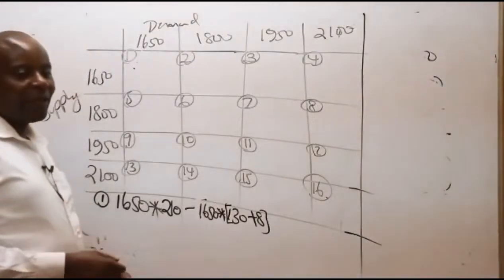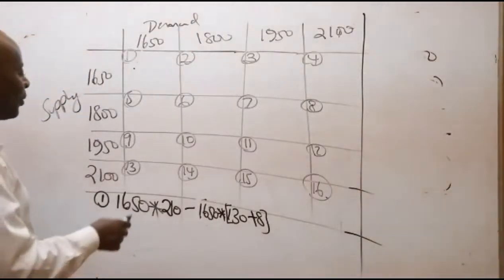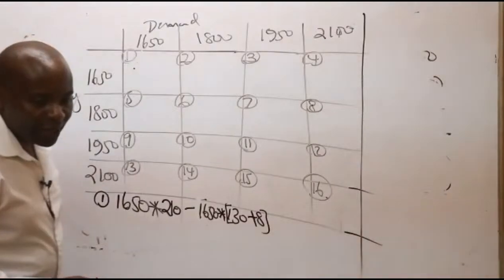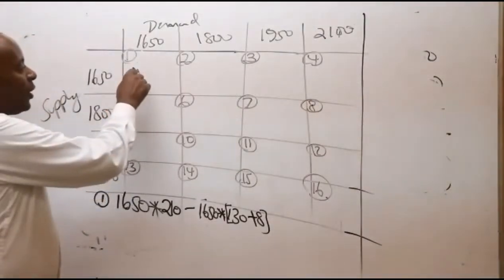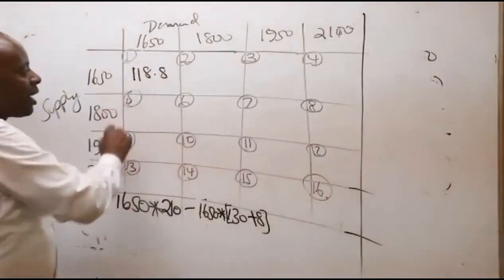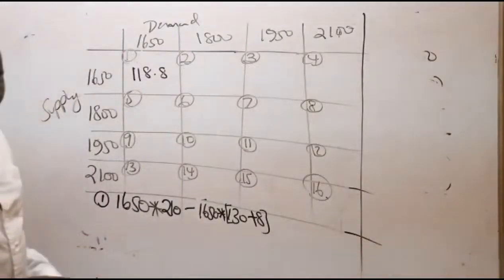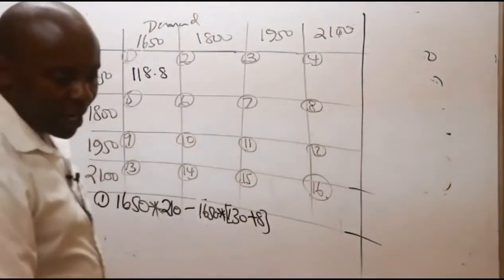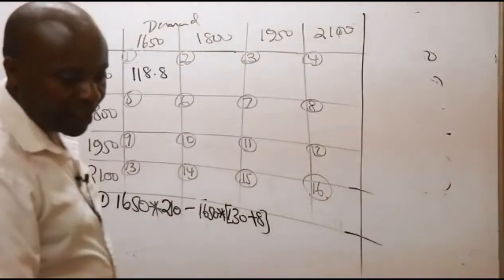Okay. So in this case, ladies and gentlemen, somebody is giving me a figure of 118.8. I want my figures in terms of thousands. So Mengich tells me 118.8. Thank you very much.